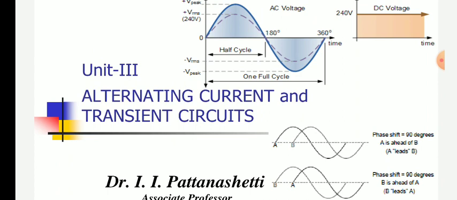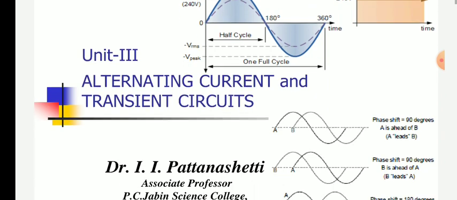Direct current means the magnitude of the current or voltage is held constant and it is in one direction, hence it is also called unidirectional current. Whereas in alternating current, the magnitude of the voltage and current changes with respect to time. This change may be sinusoidal, square, triangular, or sawtooth form. This type of current we call alternating current.